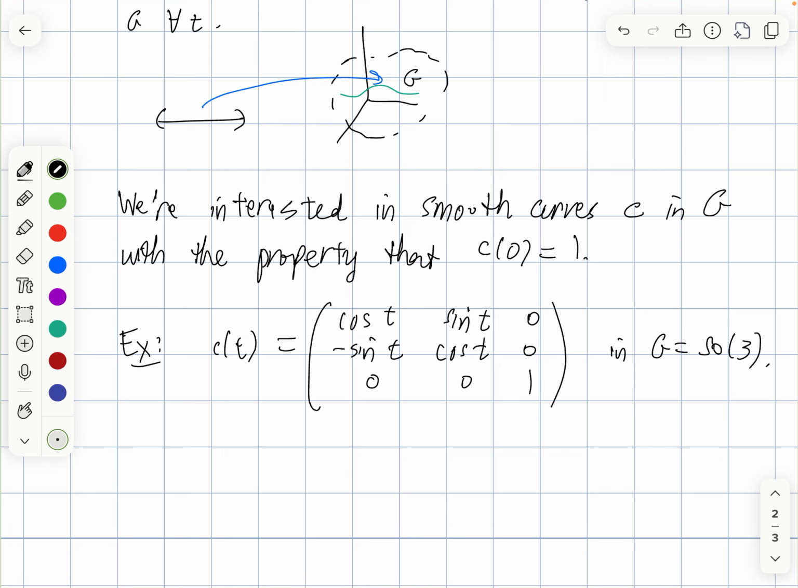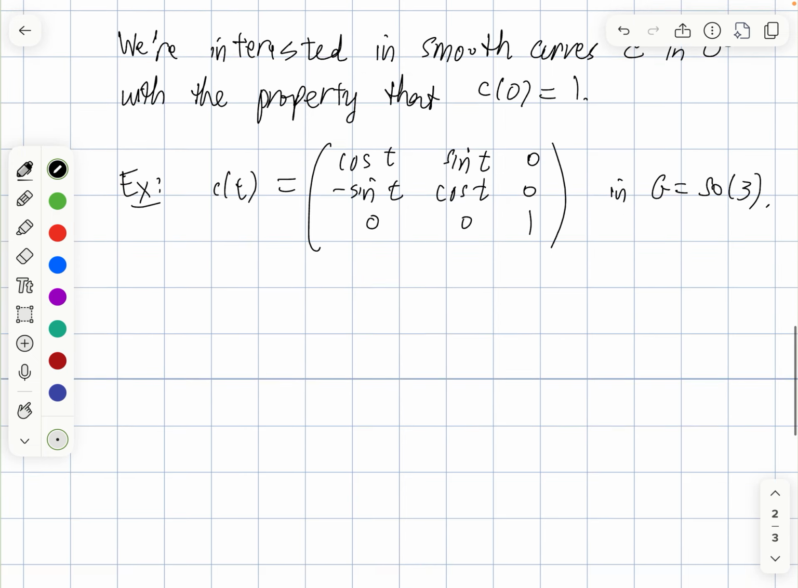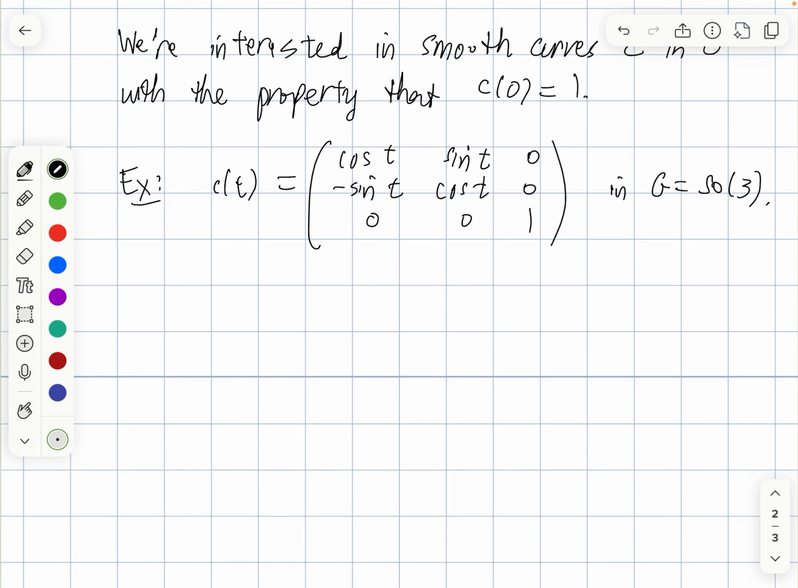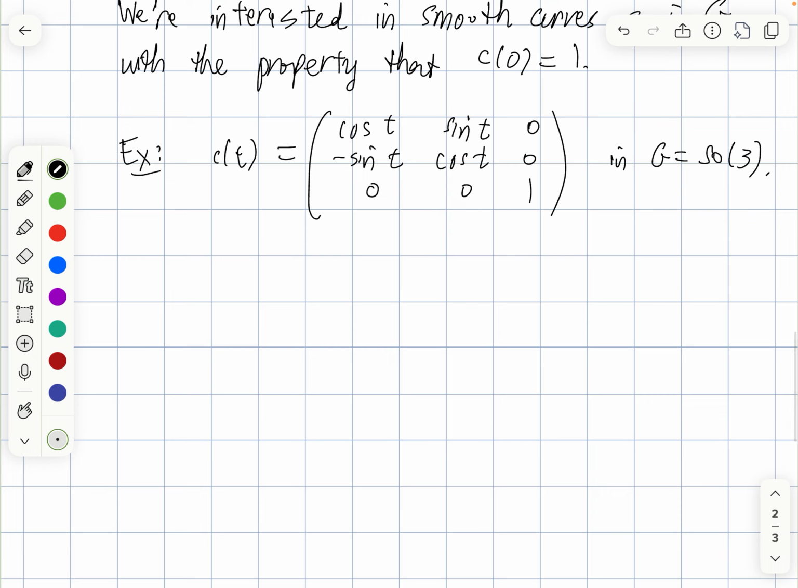Right? This is an element of this special orthogonal group, the rotation matrices. So the thing to note is that for each t, you get a matrix in G. Okay, so this is our curve. And we can take the derivative, C prime of t. Notice that C of 0 is equal to the identity matrix.